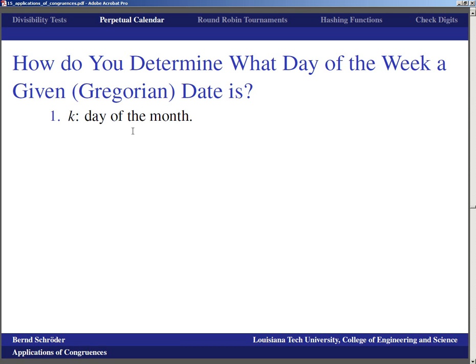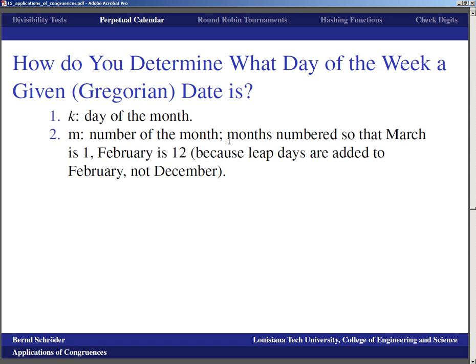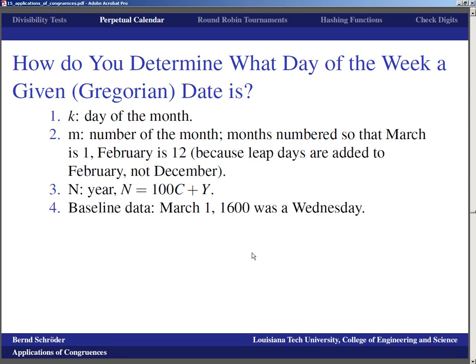You say that K will be the day of the month, M is the number of the month, where the months are numbered so that March is the first month and February is the 12th month, and that's because leap days are added to February, not December, so we want to make sure that the cutoffs are all correct. And then N is your year, where N is of course 100 times the century plus the year within the century, so again division algorithm.